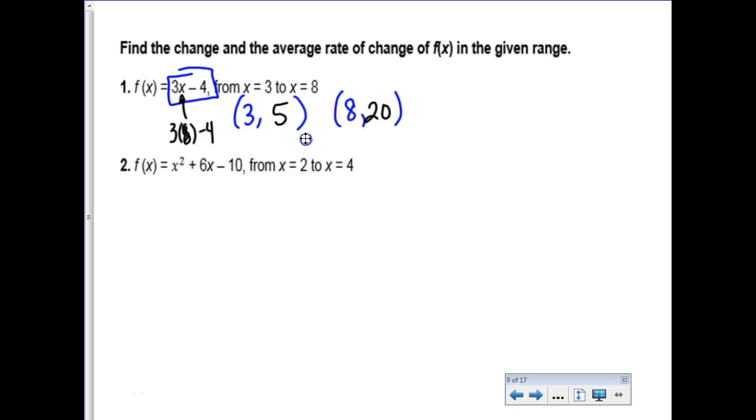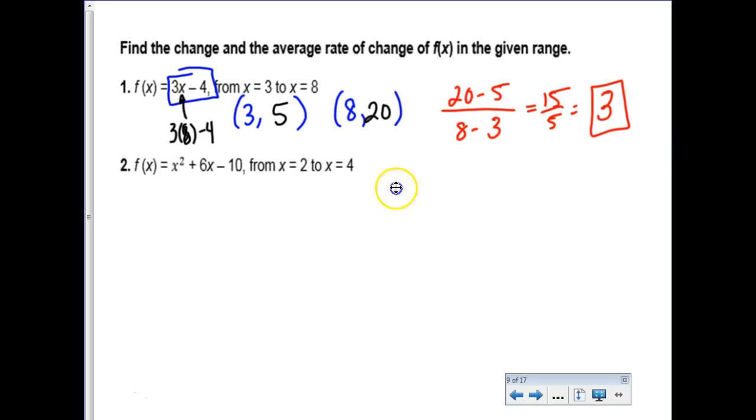All right, so we have two ordered pairs, and I'm supposed to find average rate of change, which I now know means find slope. So here we go. 20 minus 5 over 8 minus 3, which is 15 over 5. So our average rate of change is 3. Ta-da! Isn't that lovely?